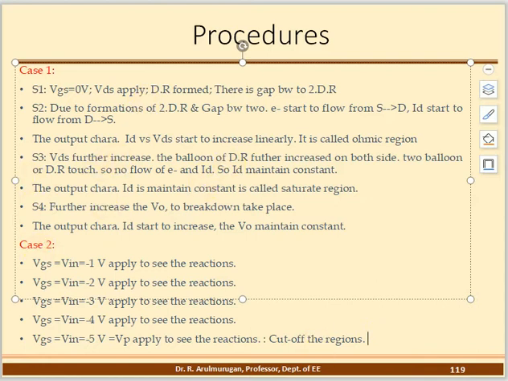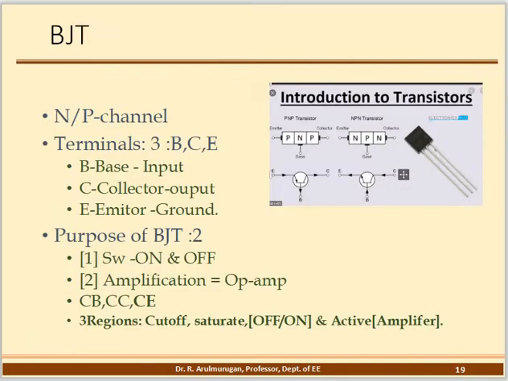So this is about field effect transistors. The next one we're going to look at is the BJT, the bipolar junction transistor. Okay, we're going to start with the BJT. BJT is a bipolar junction transistor. There are two types: one is the PNP type, another one is the NPN type.